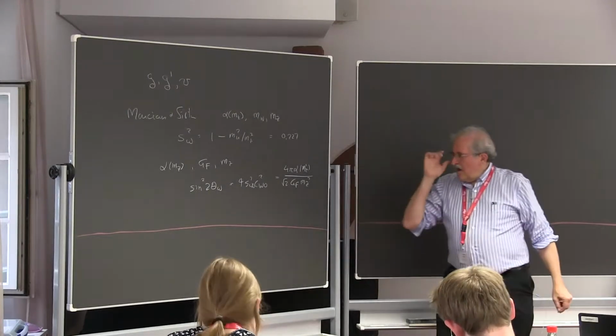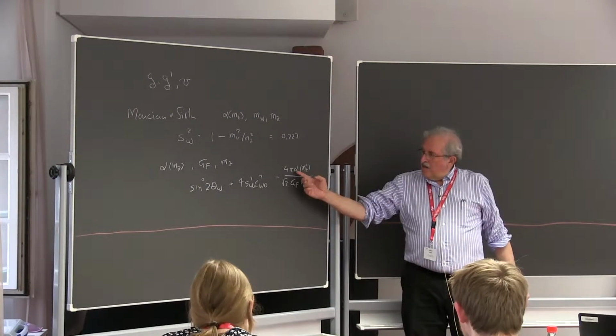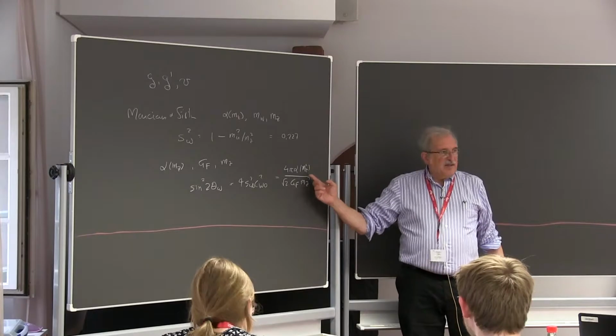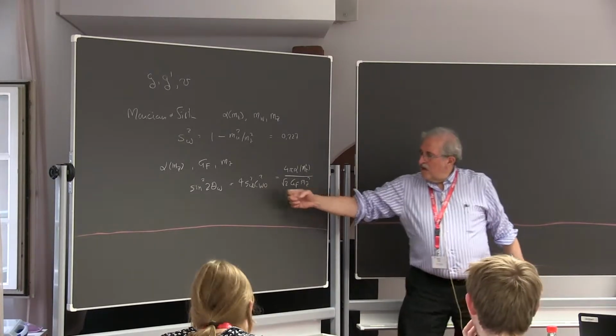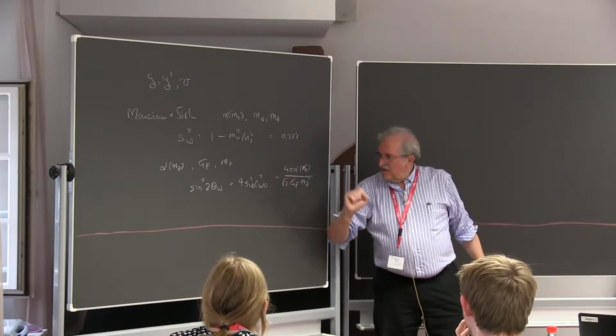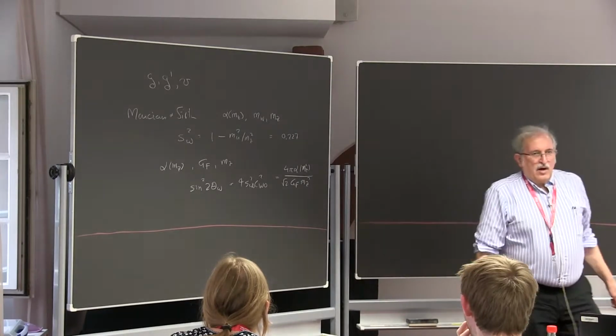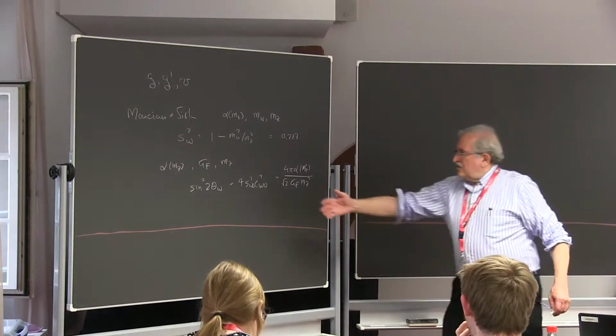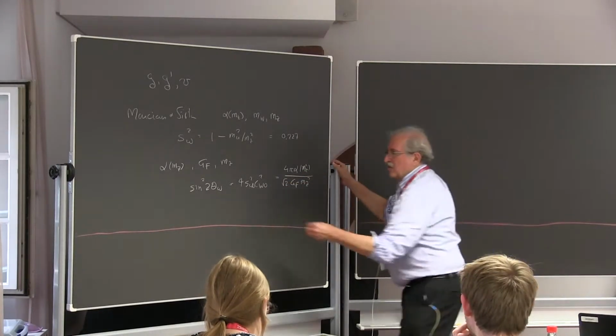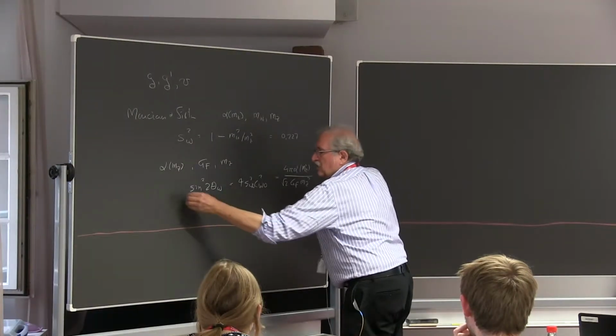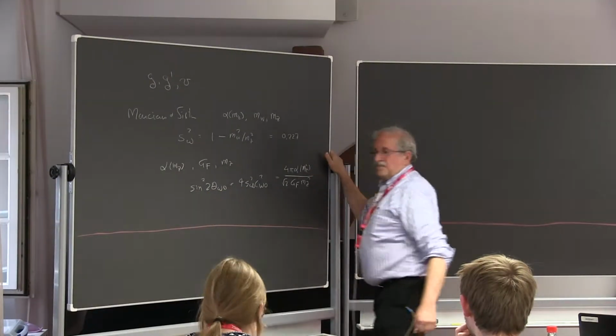And if you work it out, this set of quantities at tree level will evaluate to this, and then you can use that as a definition of sine squared theta w. So let's call this sine squared theta w 0.